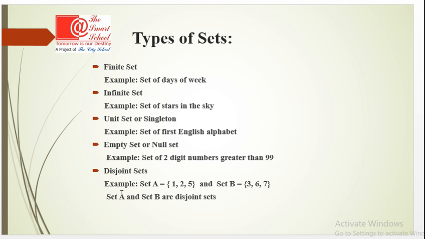Now disjoint sets. These sets have no common elements or members in them. For example, set A has members 1, 2 and 5 and set B has members 3, 6 and 7. So there is no common element or member in these sets. So we can say set A and set B are disjoint sets.